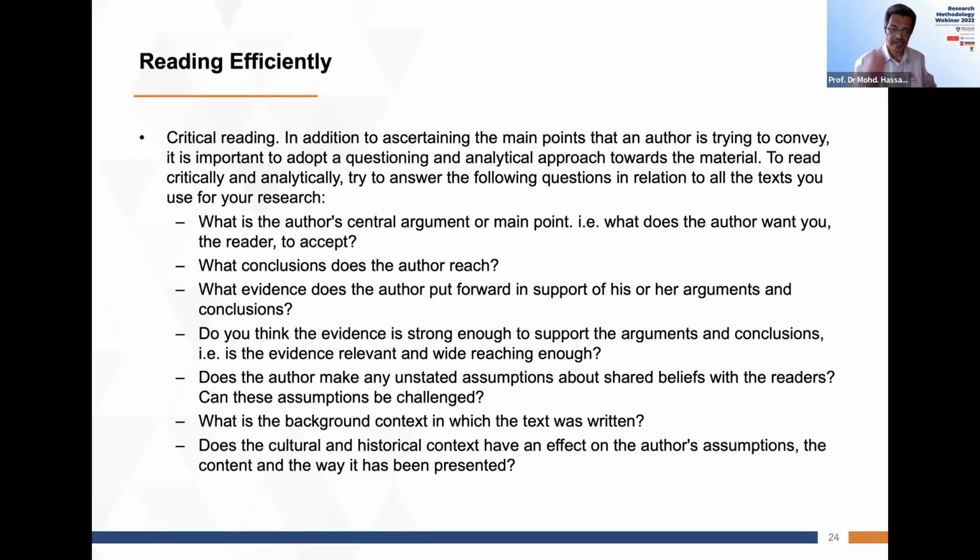So when you look at that, then only you will have a critical mindset, right? You don't just read for the sake of reading, but you read with an open mind, with a critical mindset, and you pose a number of questions pertaining to the paper.